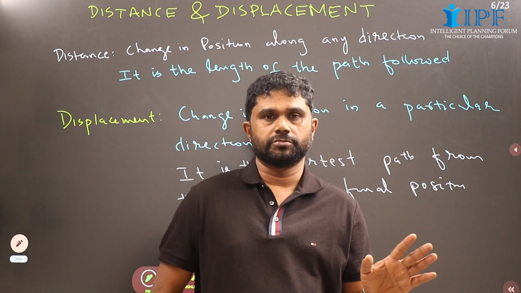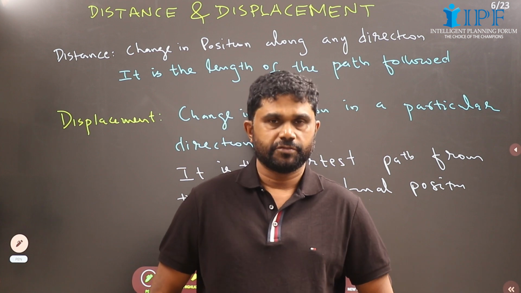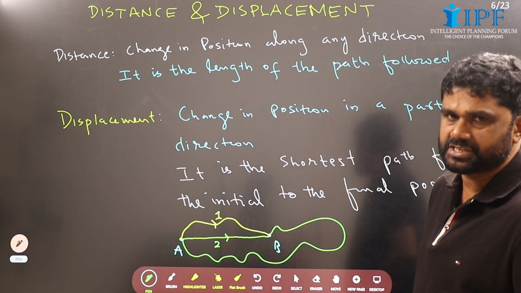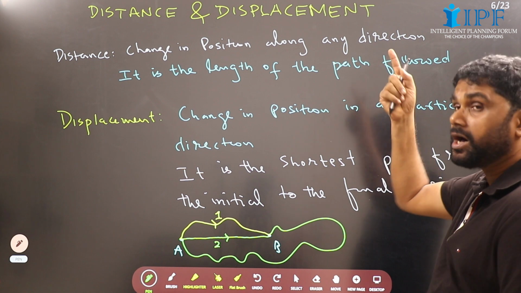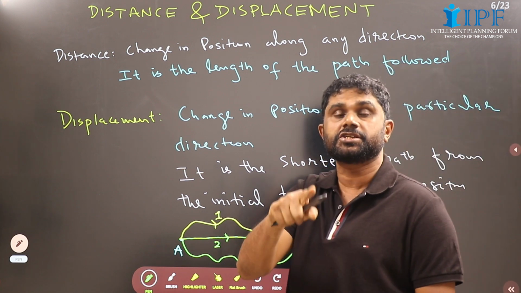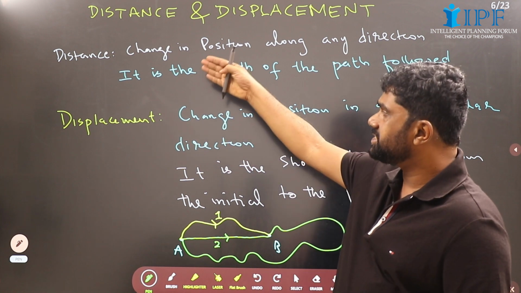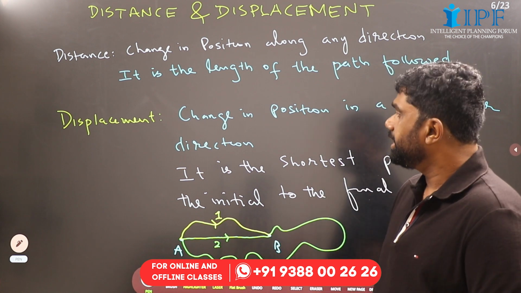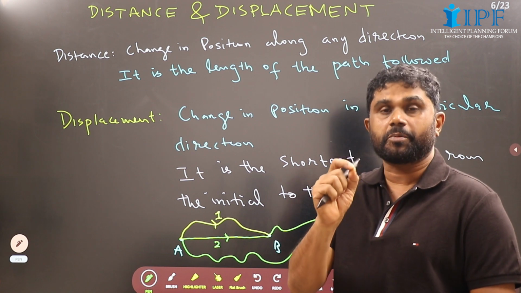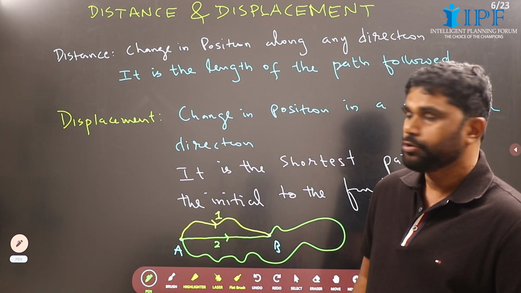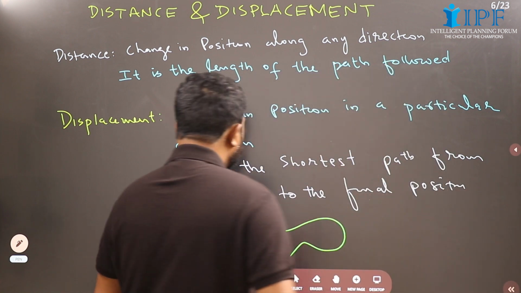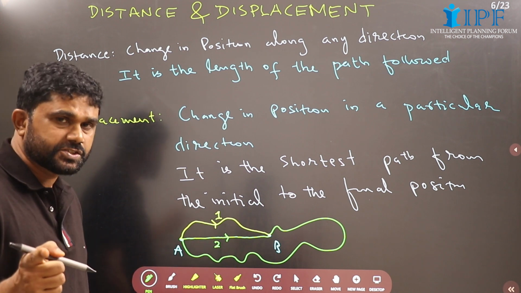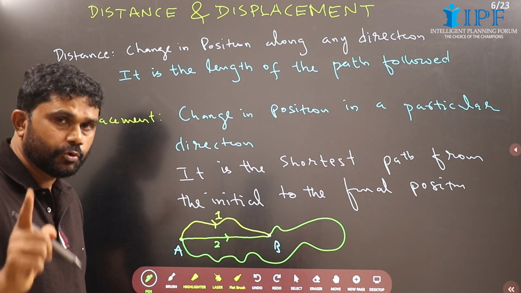Displacement has only one value. That is the shortest possible path from the initial to the final position. So change in position along any direction is the distance traveled. It is the length of the path followed by the particle from the initial to the final position. This distance is a scalar. It is measured in meters and has the dimensions of length. Then displacement is a change in position in a particular direction. It is the shortest path from the initial to the final position. Distance is a scalar, displacement is a vector, so displacement has both magnitude and direction.